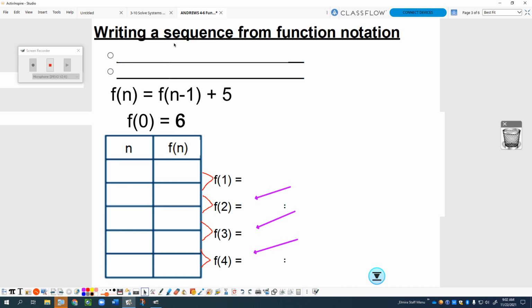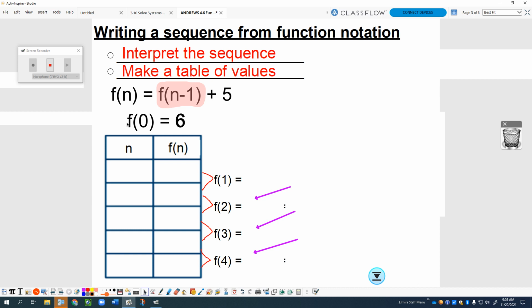Okay. Writing a sequence from function notation. So first we're going to interpret the sequences, which is what we just did. So this sequence is saying f of n equals the previous term plus 5. Okay? Make a table of values. That's going to help you find other terms in the sequence.